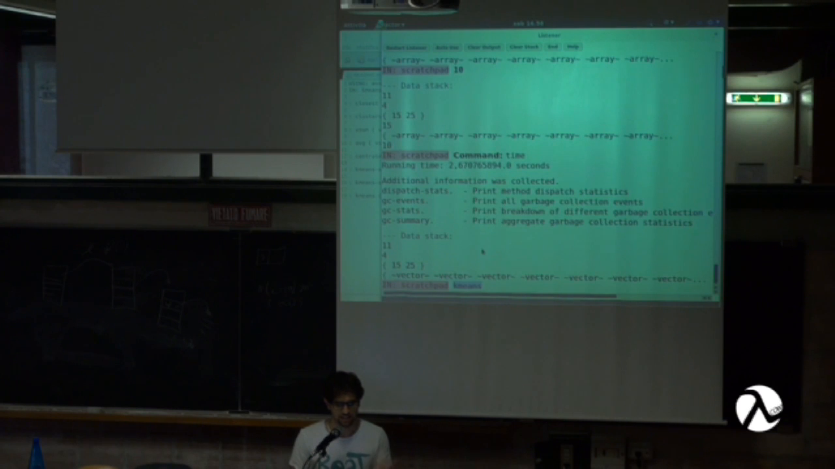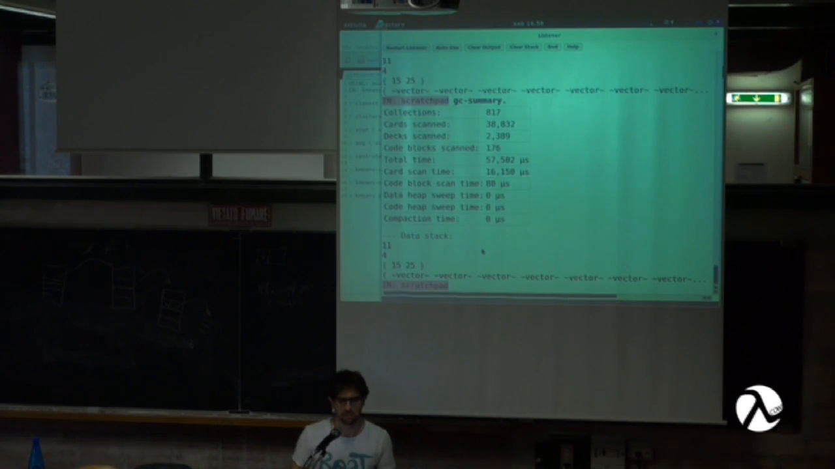This is the result, and I even get something like a GC summary, which, if I want to optimize for performance, tells me what happened during garbage collection events. There is a lot of stuff that you can do to inspect this. And this is just a little example of how this style of programming looks.